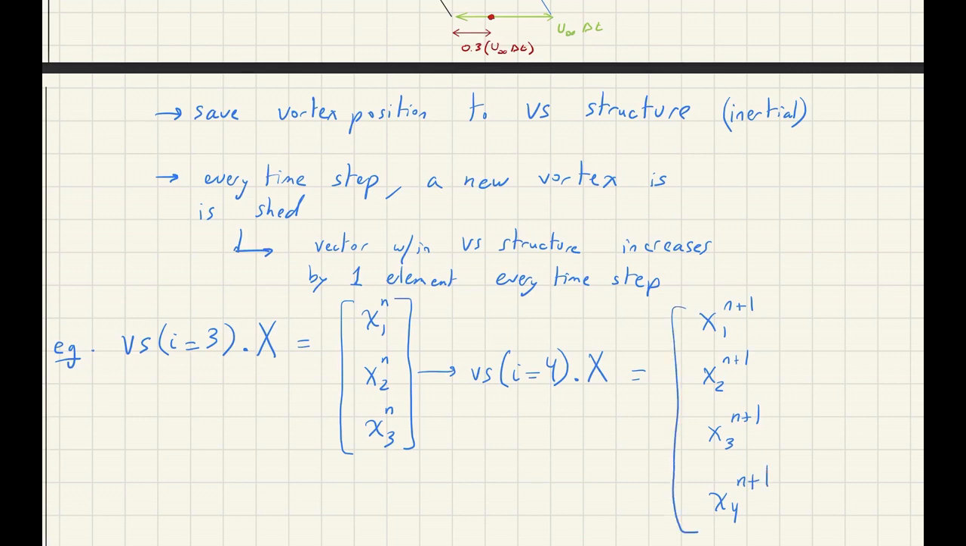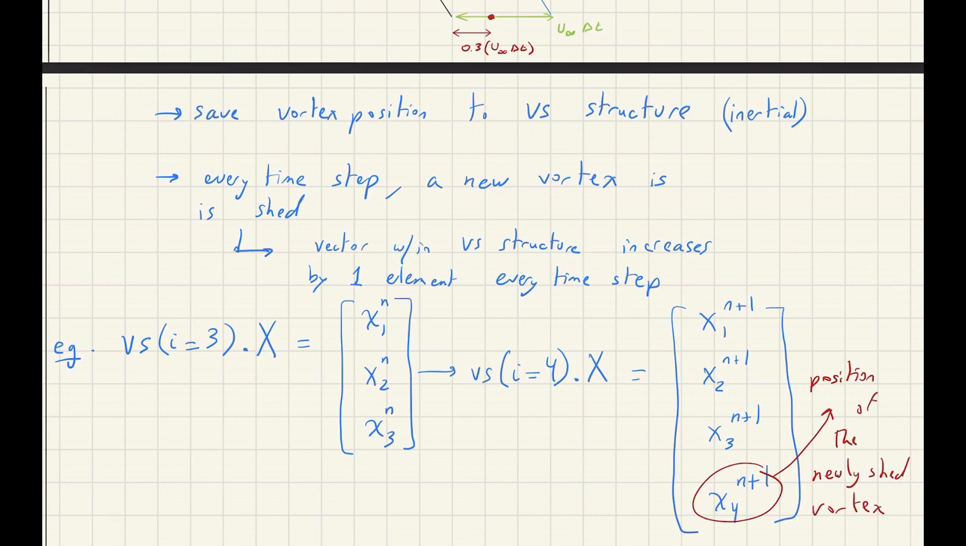which corresponds to the position of the newly shed vortex. So in that sense, as we march in time from one time snapshot to another, our vectors of x, y, and vortex strength will increase by one element at every time snapshot, because you are shedding one new vortex at every time step.